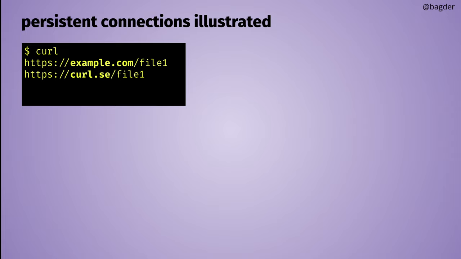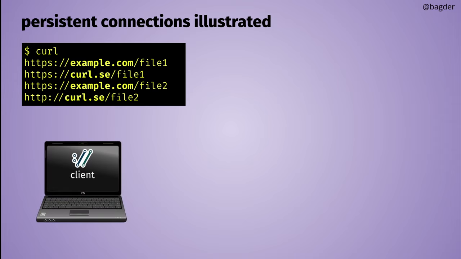And just to drive it in properly, this is how persistent connections work, illustrated. So we invoke curl, right? In this particular example, we first use one URL that downloads from https://example.com/file1. And then we get another URL. It's a completely different host name, still HTTPS, but it's a different server, right? So it's not the same connection. But then we do another request, another URL to this example.com host again, and then again to curl.se, but a different protocol.